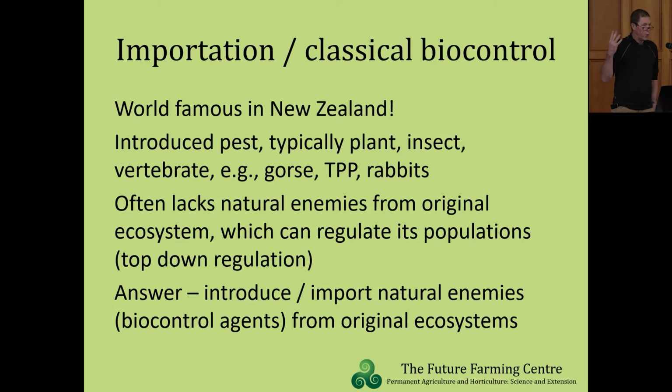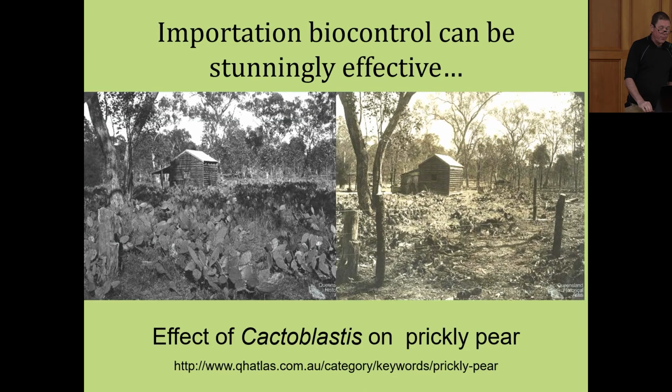So this is what we call in ecology top-down regulation. There's something attacking, eating, parasitizing, whatever, consuming your problem. Bottom up is where a herbivore is starving for lack of food, for lack of pasture, for example. So we bring those things in, and this can work astonishingly well. And this is one of the textbook examples of absolutely genius classical biocontrol.